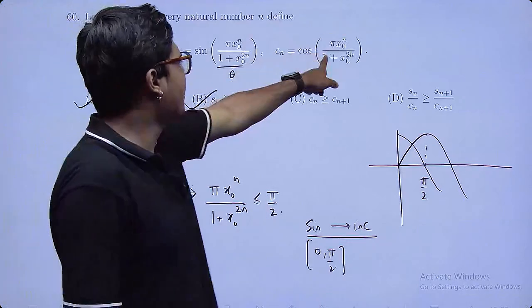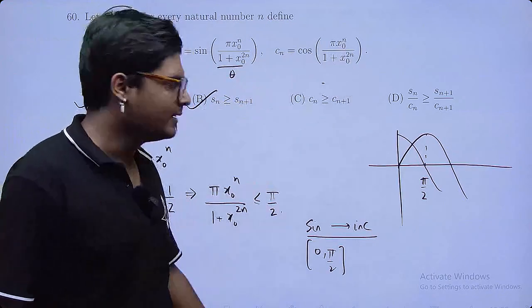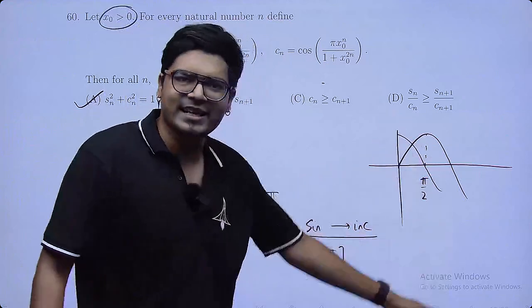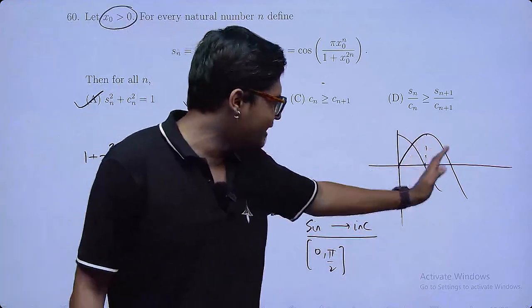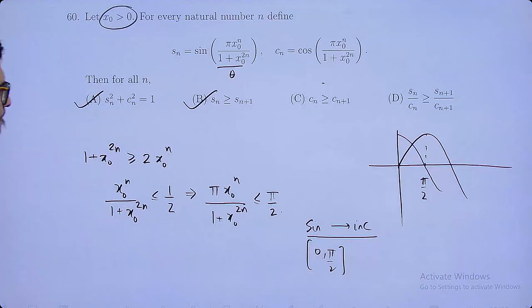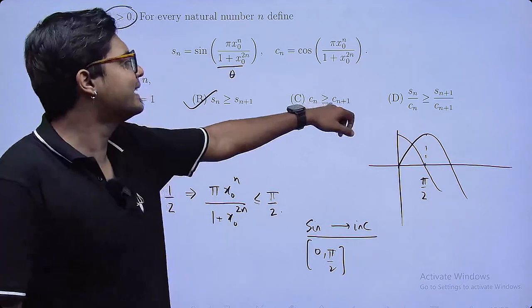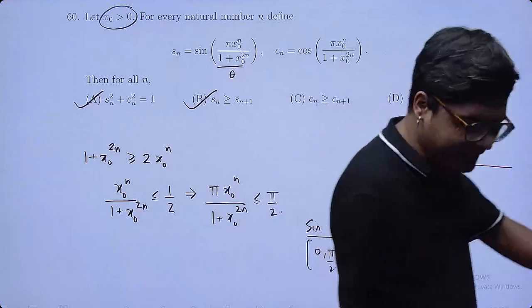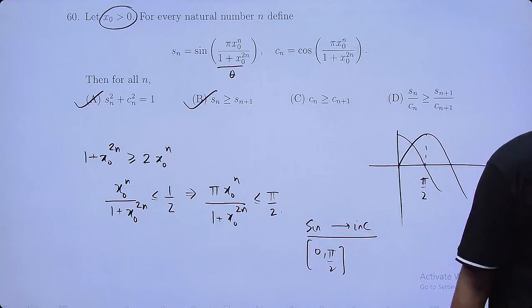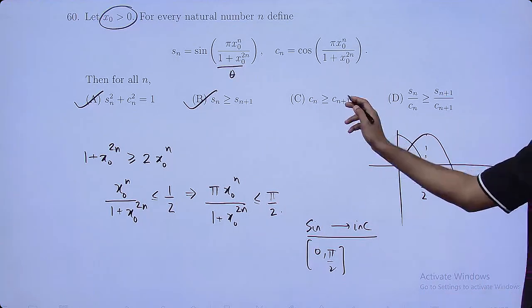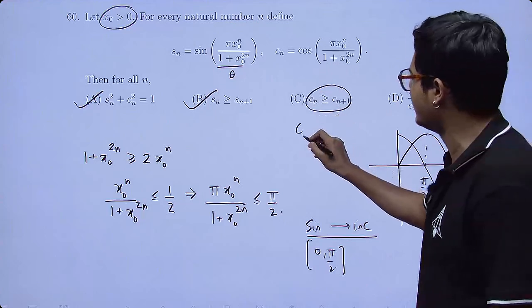Option C, cos. You can see that theta n again is decreasing, but cos theta itself is decreasing, right? Which means if you decrease the value of theta, cos theta should increase, right? Which means Cn plus 1 should be greater than or equal to Cn. So option C is incorrect, right? So Cn can't be greater than or equal to Cn plus 1, okay? Cn is less than or equal to Cn plus 1.